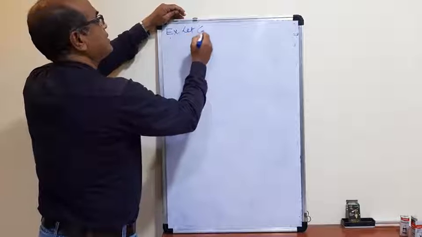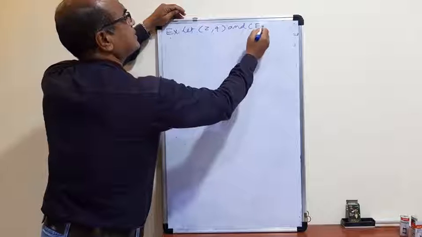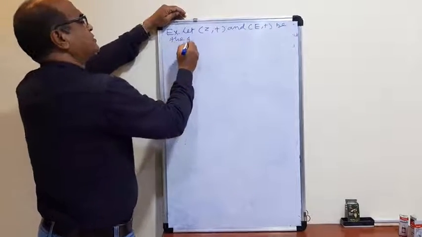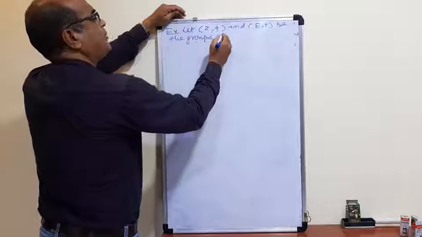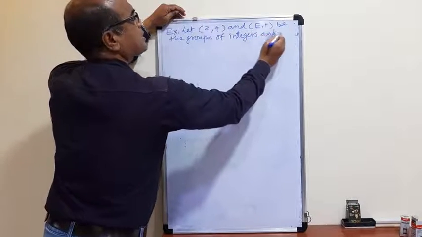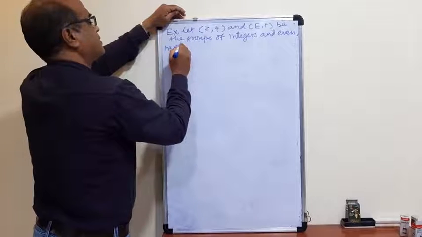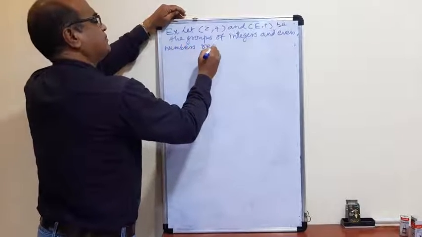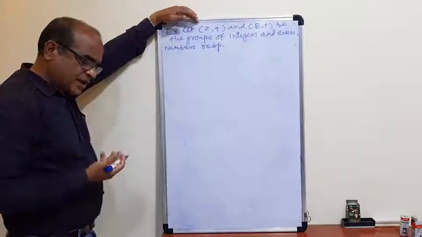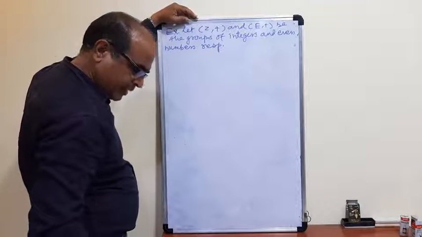Let Z+ and E+ be the groups of integers and even numbers respectively. Okay, so Z and E are the two groups of integers and even numbers respectively.